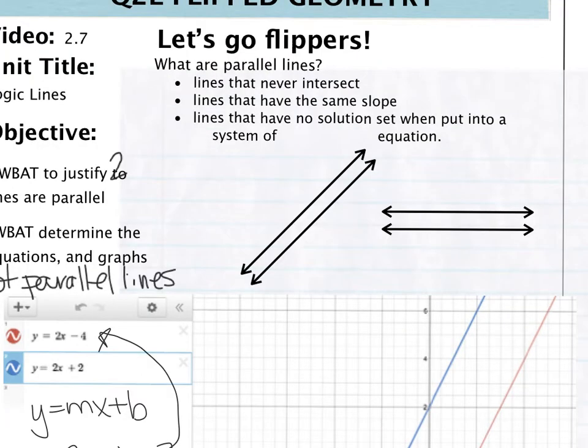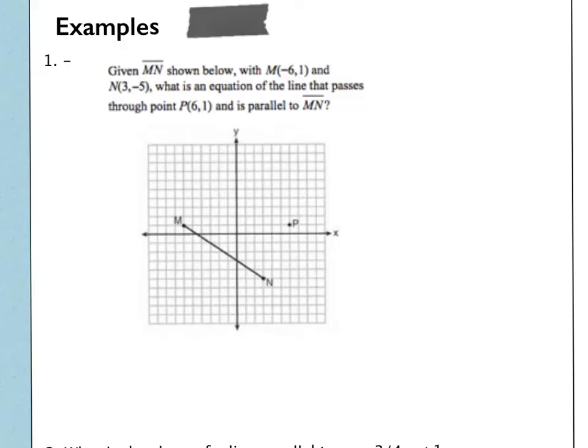The cool thing about parallel lines is that they have no solution set when they're put into a system of equations. So here we go for example number 1, and it says, given segment MN shown below with M (-6, 1) and N (3, -5), what is the equation of the line that passes through the point P and is parallel to MN? First thing I want to do is find the equation for this line that's been given. So that's what I need to find first.